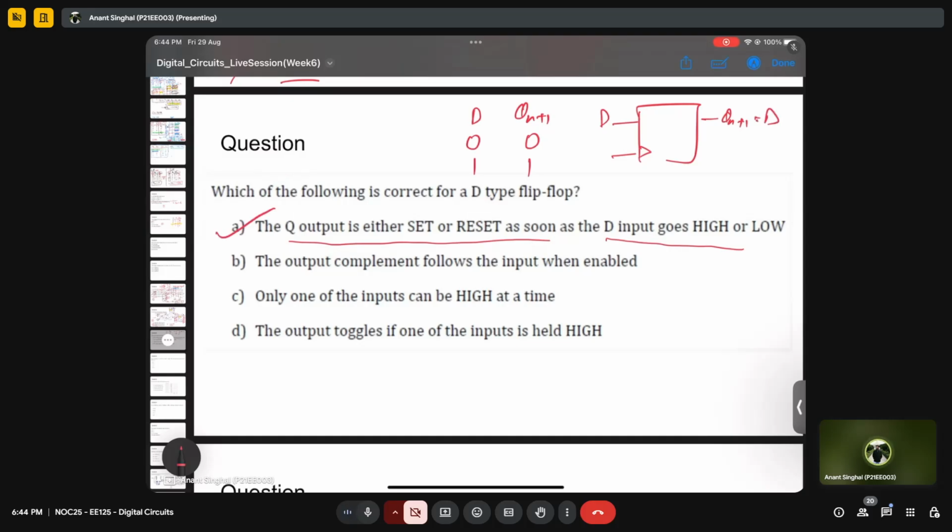So this is correct. Let's also check the other statements. The output complement follows the input. It is not the complement, it is actually the actual output, so this complement is wrong. Only one of the inputs: the D flip flop only has one input, so this cannot be correct. Then the output toggles. Again, it does not toggle because it remains equal to the previous state. So option A is the correct answer.